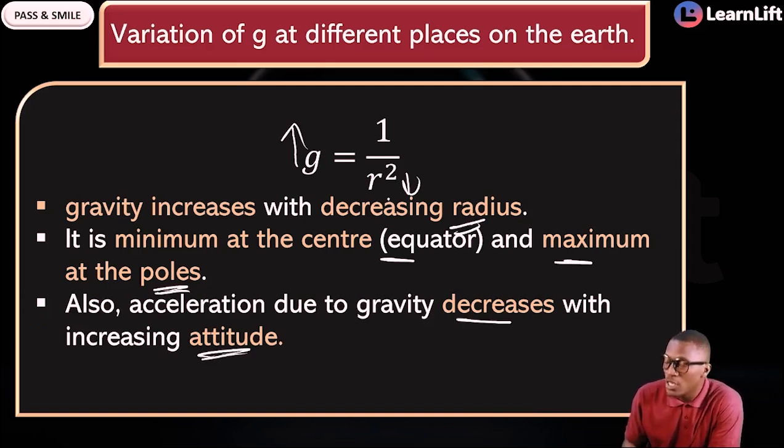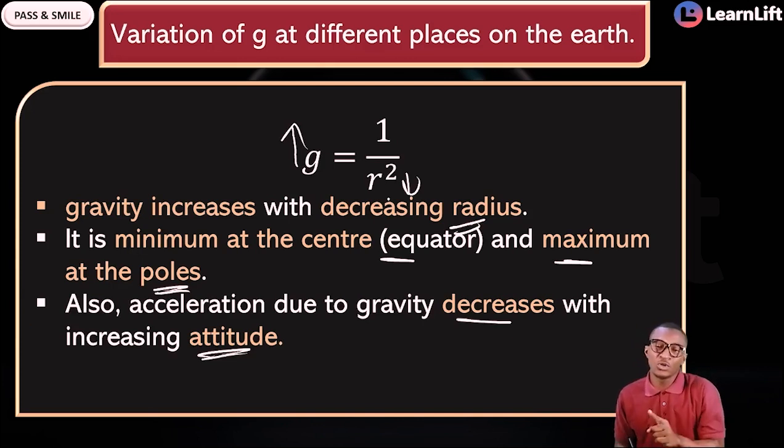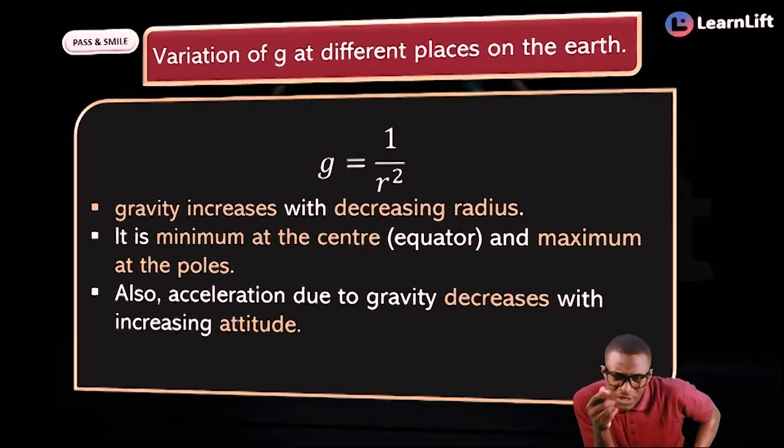Still saying the same thing, because if the altitude is increasing, acceleration due to gravity will be what? Decreasing. But if acceleration due to gravity is increasing, altitude will be what? Will be decreasing. Do you understand?